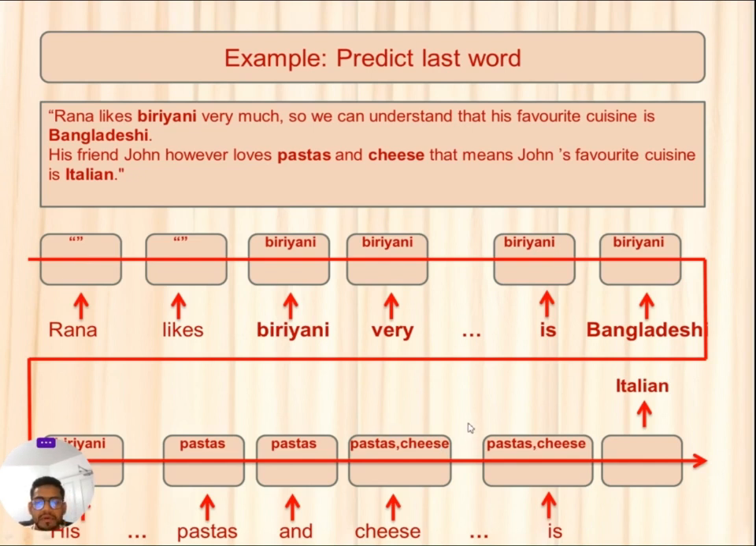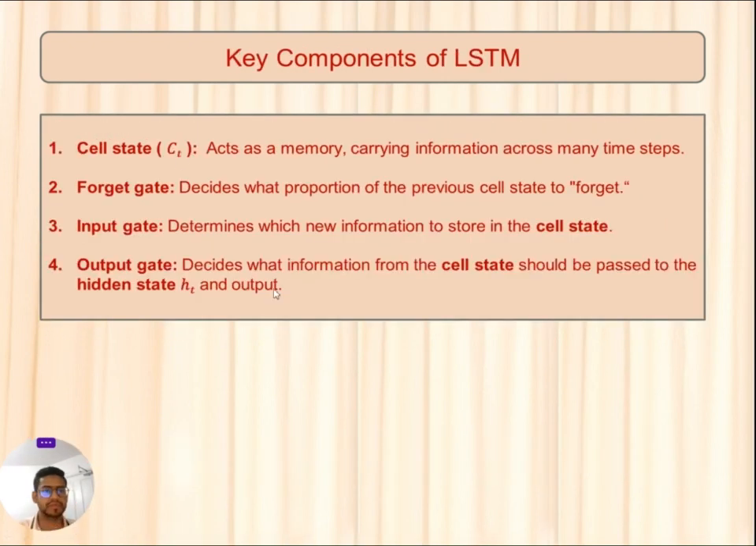There are a couple of gated cells, so we are discussing that. We have 4 key components of LSTM. Number 1, the cell state. It carries the information across many time steps. The forget gate decides how much information should be forgotten and how much should be remembered. The input gate determines which new information to store in the cell state. The output gate decides what information from the cell state should be passed to the hidden state.